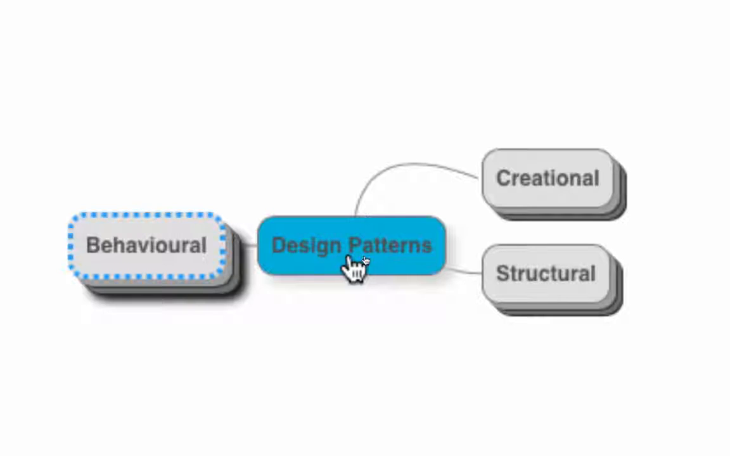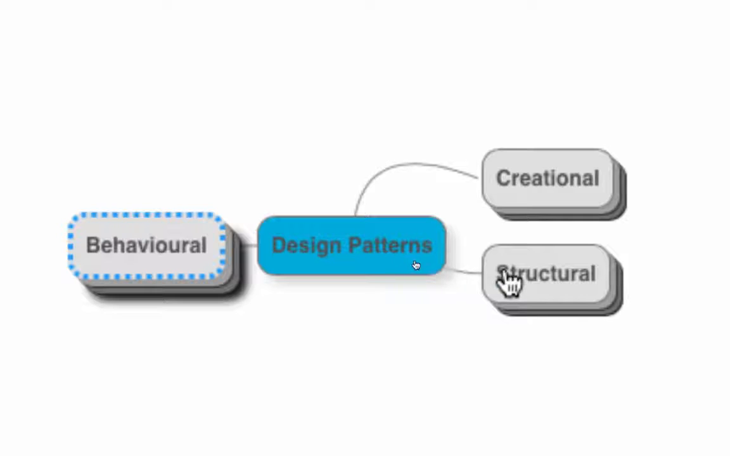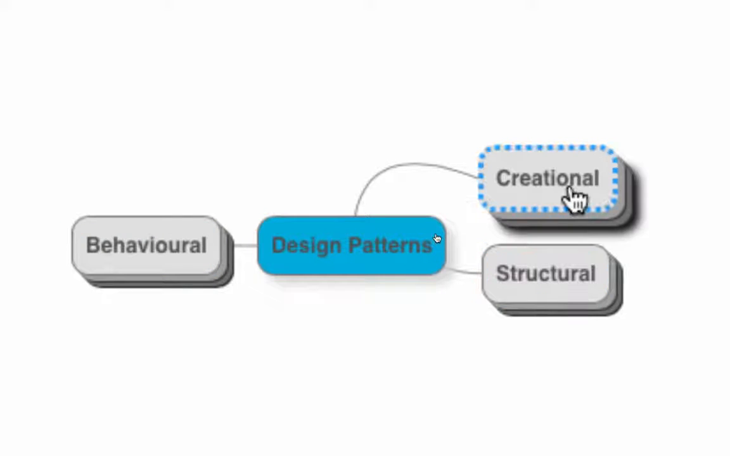Design patterns in general are classified into 3: creational, behavioral, and structural. Those are the 3 that are highlighted on the screen right now. Creational design patterns deal with the creation of objects: how you can create objects, how you can efficiently create objects, and what the different patterns related to that are. Those are the creational patterns.